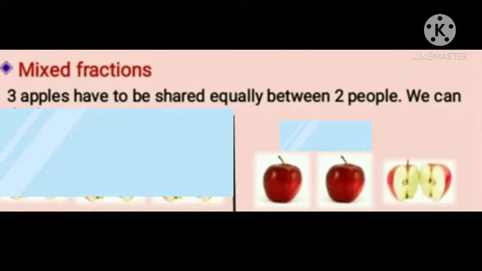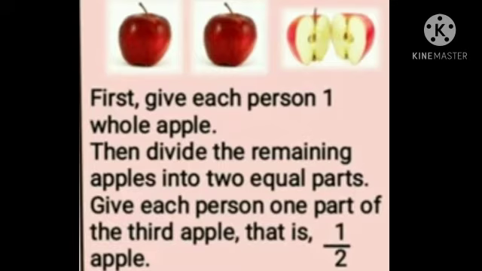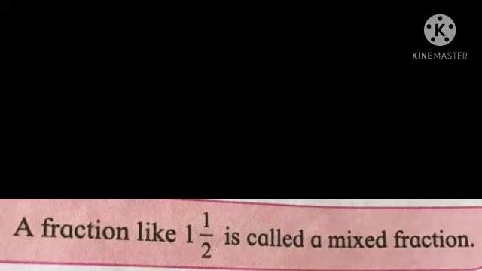Suppose we have to distribute these 3 apples equally among 2 children. How will you distribute? First we will give one whole apple to each child, and then we cut the third apple in half, and again we'll give half an apple to each child. So every child will get 1 plus a half apple, that is 1.5 apples. So each one will get 1.5 apples, which is called a mixed fraction. Therefore, a fraction like 1.5 is called a mixed fraction.